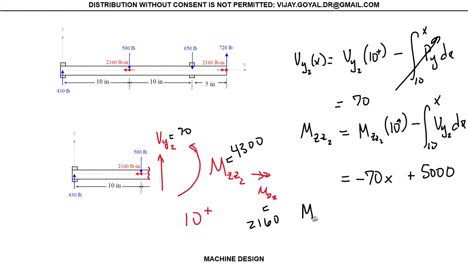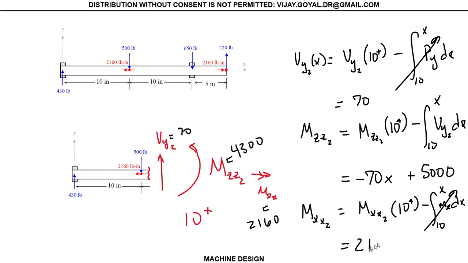And then MXX2 would be MXX2 at 10 plus minus 10 times x, your distributed moments, if we had any, and we don't. So this is basically 2,160 pound-inches. Okay, so this is your next section.